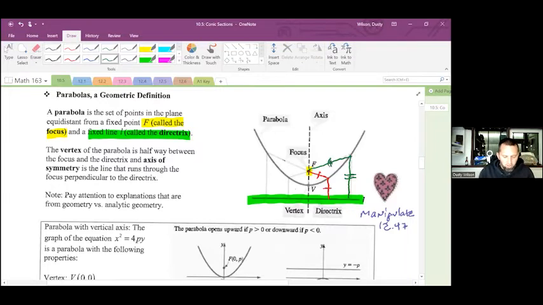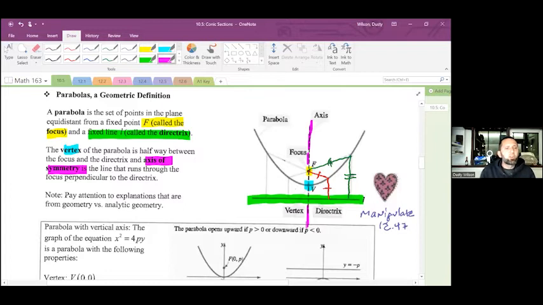Okay. The vertex of the parabola is halfway between the focus and the directrix. This is our old friend, same vertex as before. And there's also an axis of symmetry, and that's the line that runs through the focus that's perpendicular to the directrix. So our axis of symmetry, that's this line, goes through the middle.